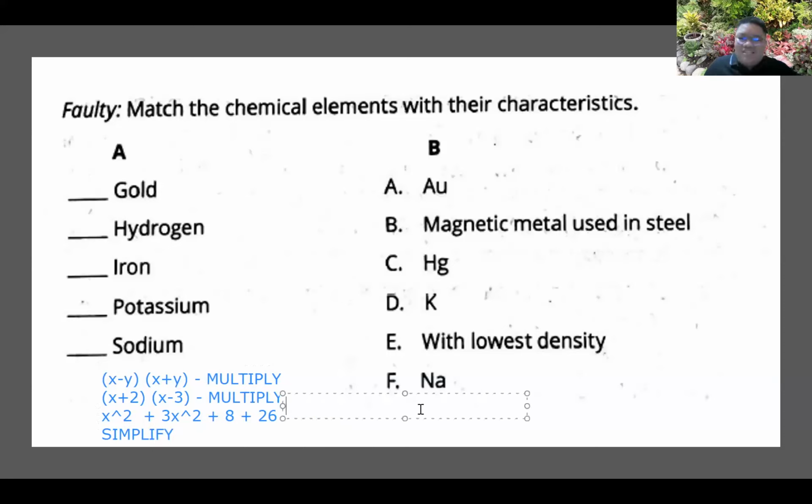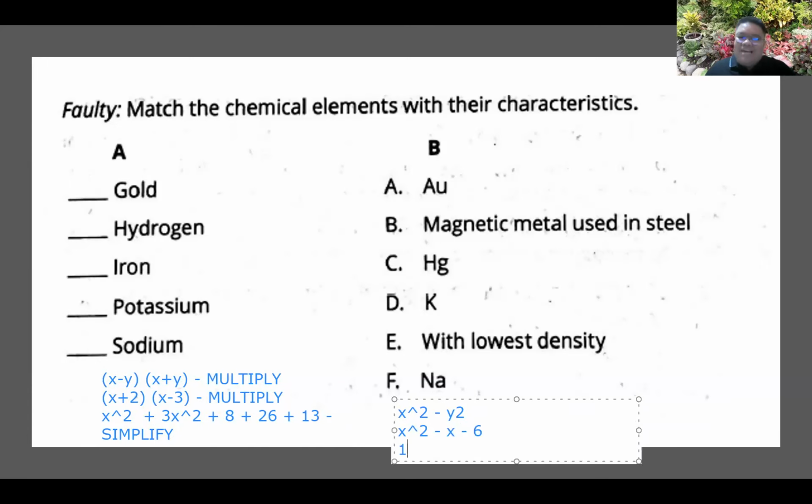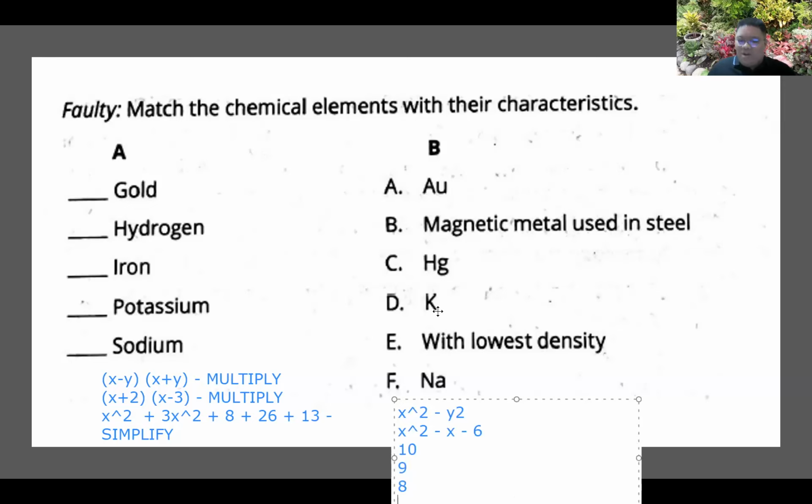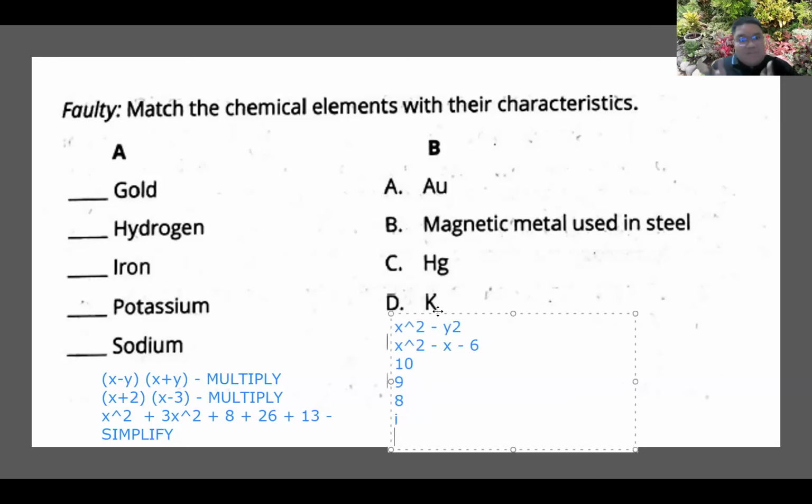Pagkatapos doon naman sa choices natin, kapag yung choices natin are product lahat, so dapat product po lahat. Halimbawa, x squared minus y squared is my first choice. Tapos x squared minus x minus 6 halimbawa. Hindi pa pwede na may ilagay ako dito 10, 9, 8. Tapos maglalagay ako ng I. Okay? So the same thing, dapat parallel pa rin yung concepts.